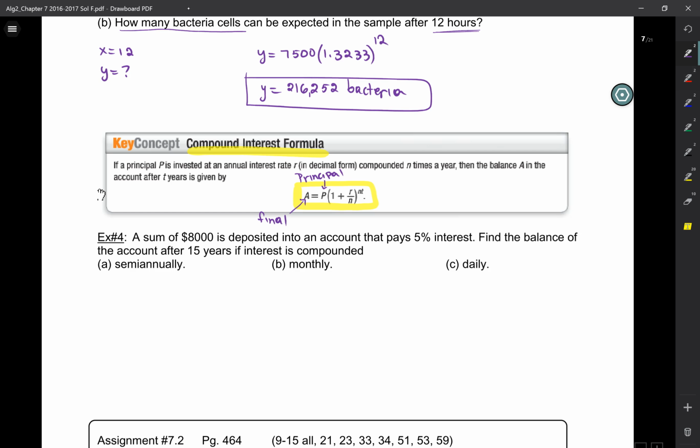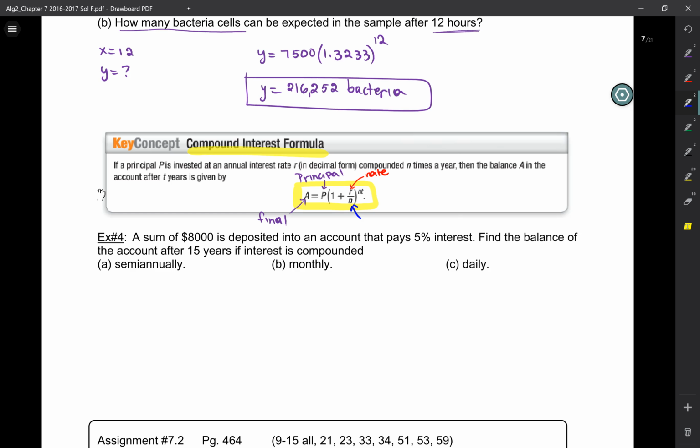What's R? Rate. And how do you put in the rate, as a percentage or as a decimal? As a decimal. T is time, the number of years. Now here's the important one, the new one: N. N is the number of times a year the bank pays you interest.